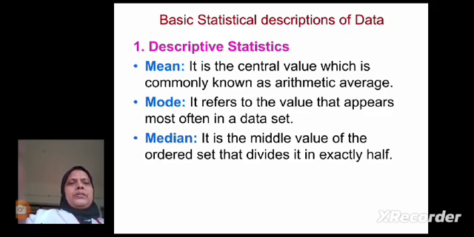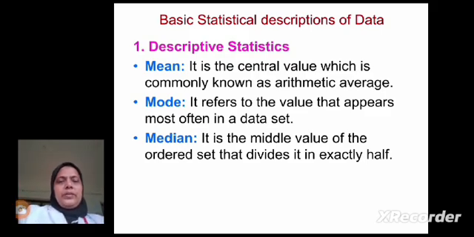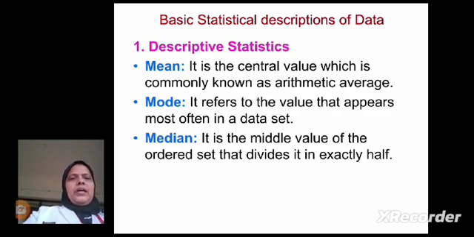Mean is a central value, which is commonly known as the arithmetic average. The mode refers to the value that appears most often in a data set. Then the third parameter, median, is the middle value of the ordered set that divides it in exactly half. So in descriptive statistics, we are using mean, median and mode to know the data.